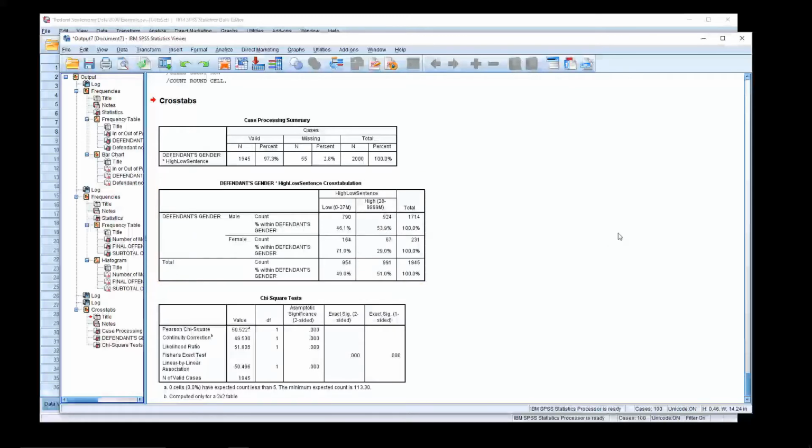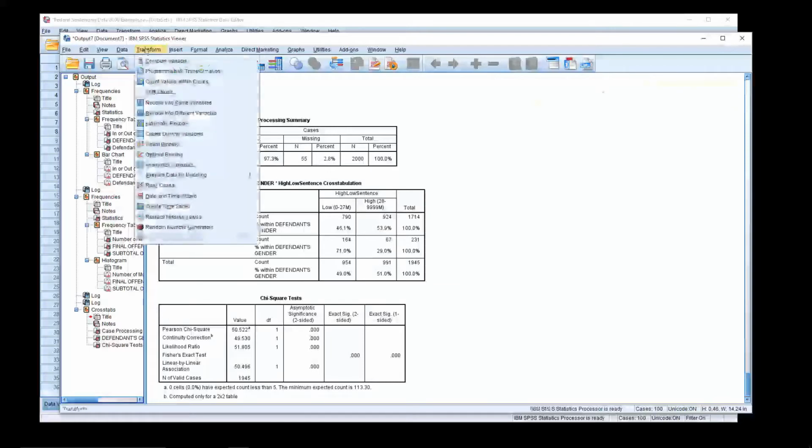So there's a significant difference here between the two groups in who's more or less likely. So this is really important to interpret the relationship. So here we would be able to make the argument that, yes, we have a statistically significant relationship in that men are more likely to receive a high sentence, where women are more likely to receive a low sentence.